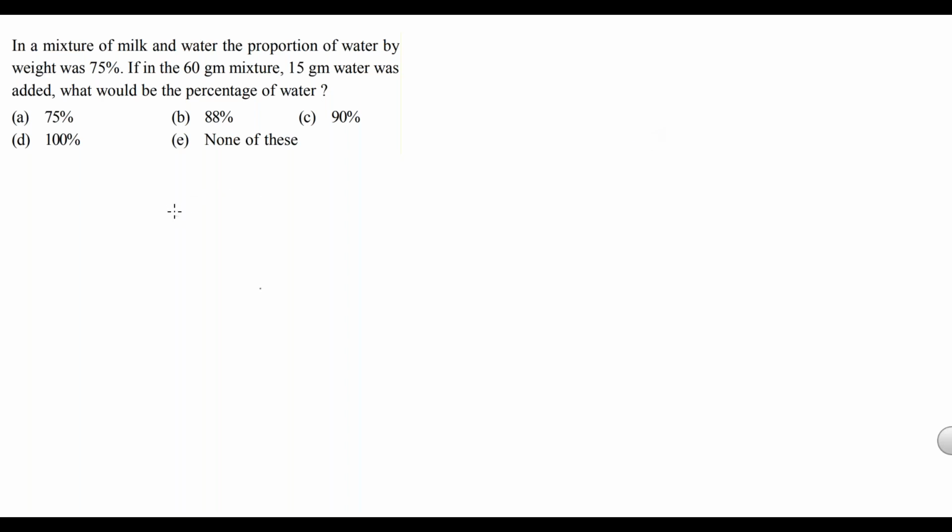In a mixture of milk and water, the proportion of the water weight was 75%. Right? In a mixture, 75% is water. Now they've given that the total quantity of the mixture is 60 gram. Then what is the quantity of water in it? Quantity of water should be 75% of the mixture. So what is 75% of 60? 75% of 60 is 45.